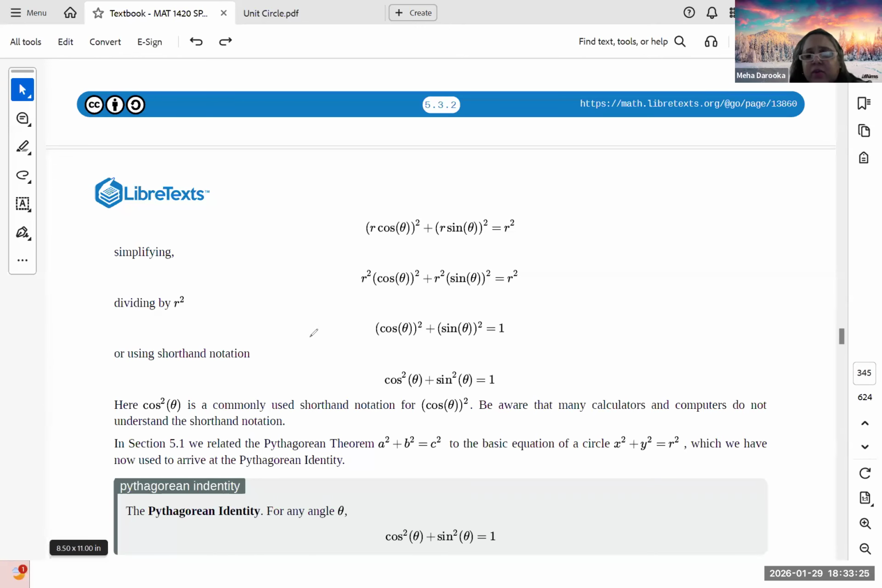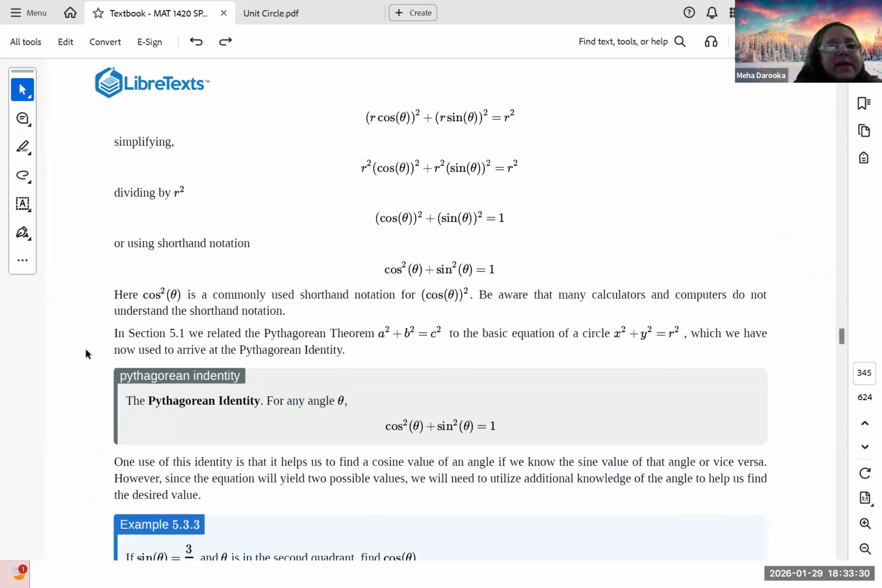So, but yeah, you have your new equation of a circle using the cosine and sine functions now. So this also represents your circle. And again, you should be able to recognize that this is also related to the Pythagorean theorem. So this is actually called your Pythagorean identity for any angle theta. So you can see if you go back to what we talked about in section 5.1, we went from Pythagorean to the distance formula to the circle equation, and now we're kind of reversing that.